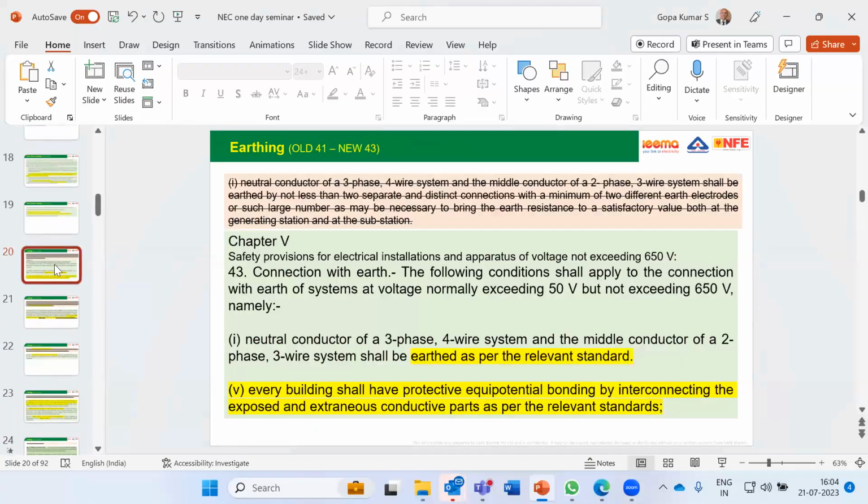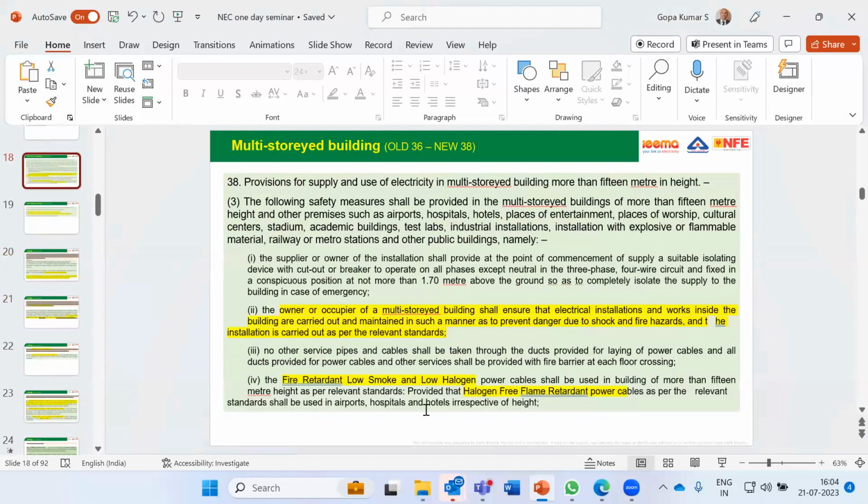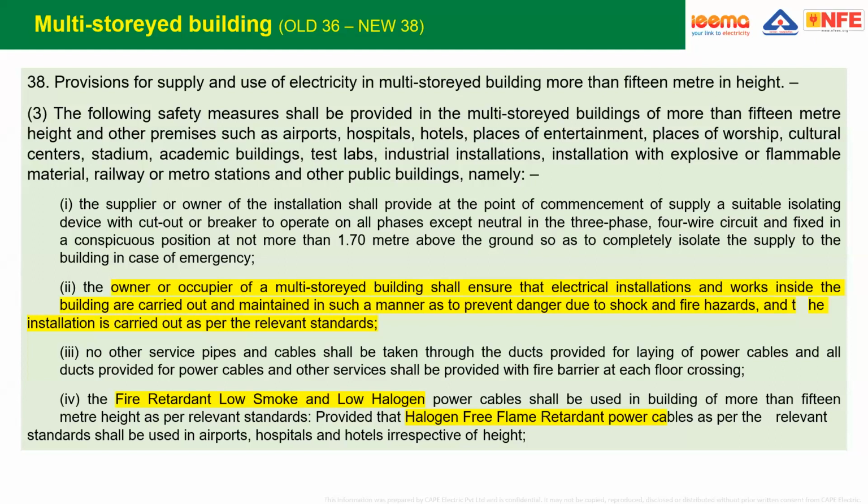But on the other hand, I just wanted to understand this one. Point number 4 on this slide, sir. It mentions any building above 15 meters has to be low smoke and low halogen power cable, and public buildings, airports, hospital, hotel, irrespective of height, has to be with HFFR, halogen free flame retardant. But on the other hand, the National Electric Code of India, section 22 in part 3, mentions the use of halogen-free flame retardant, HFFR material, for any high-rise building above 24 meters in height.